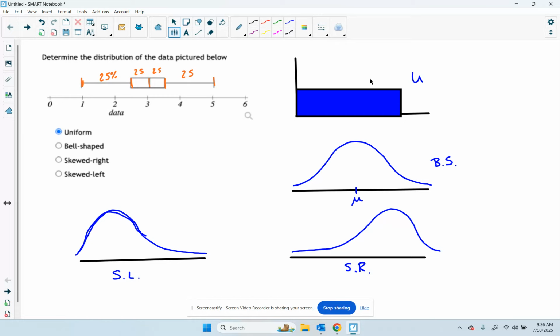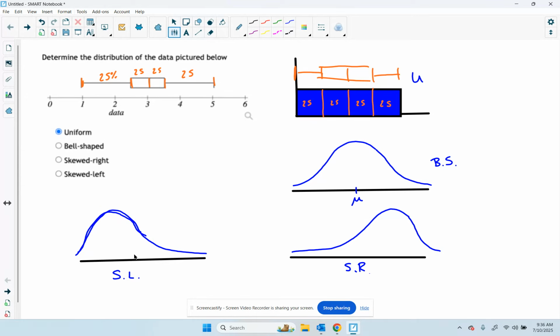So if I were to draw a box and whisker plot for a uniform distribution, it's completely even all the way across. So you would expect that every single 25% would be the same size. This would be 25, 25, 25, 25. So a box and whisker plot for this would look like this. Completely evenly measured in every single section, which we don't quite have that. The whiskers look longer than the middle section.